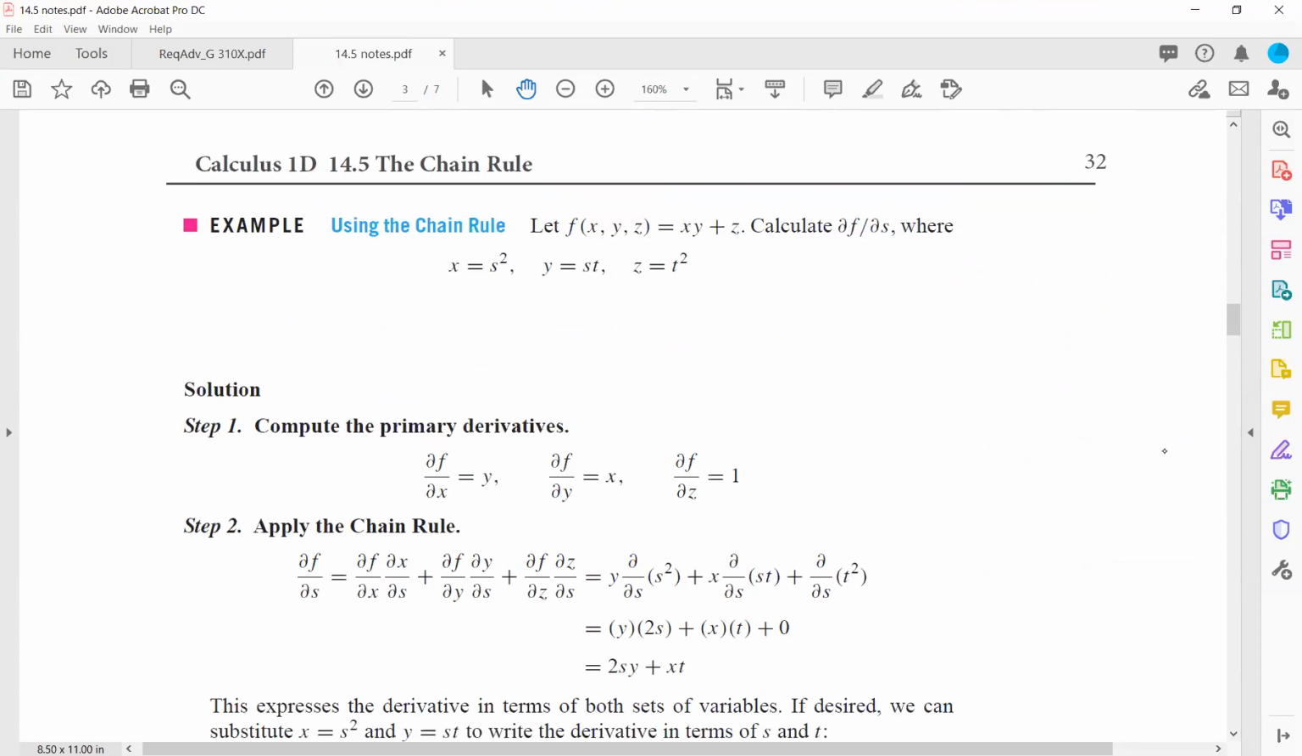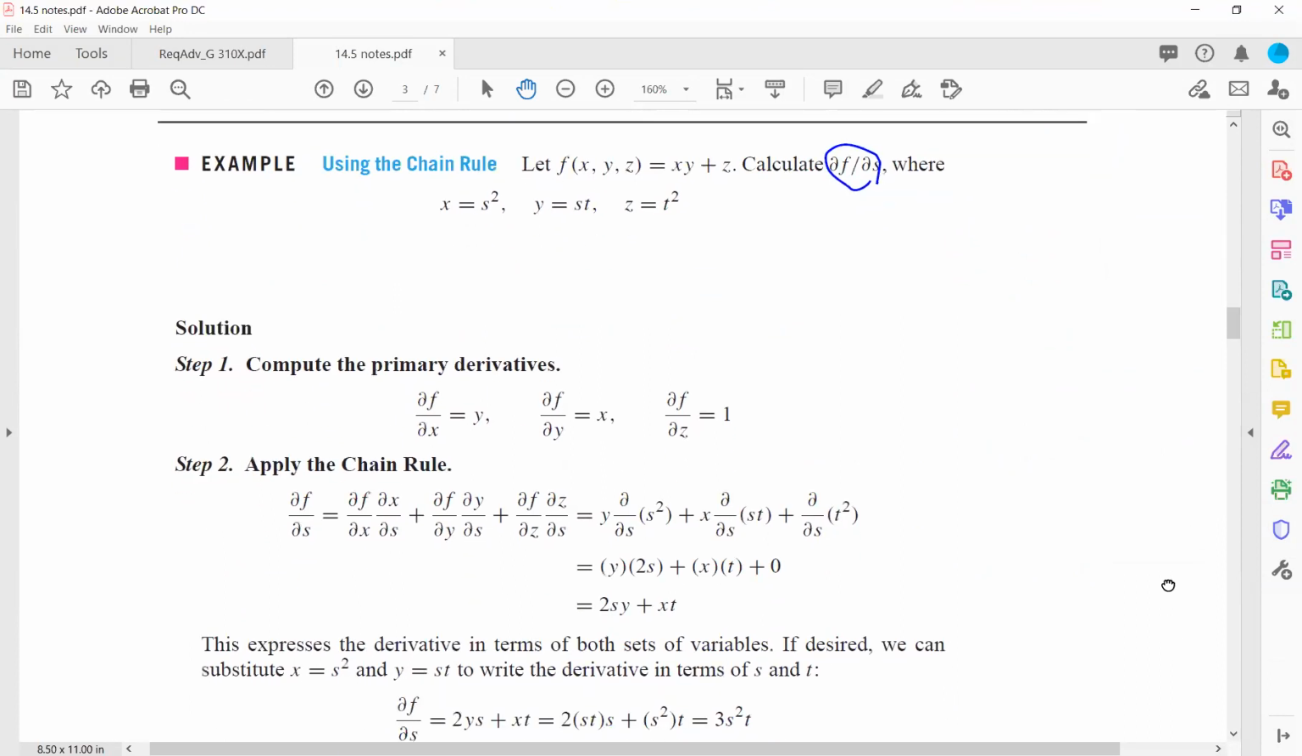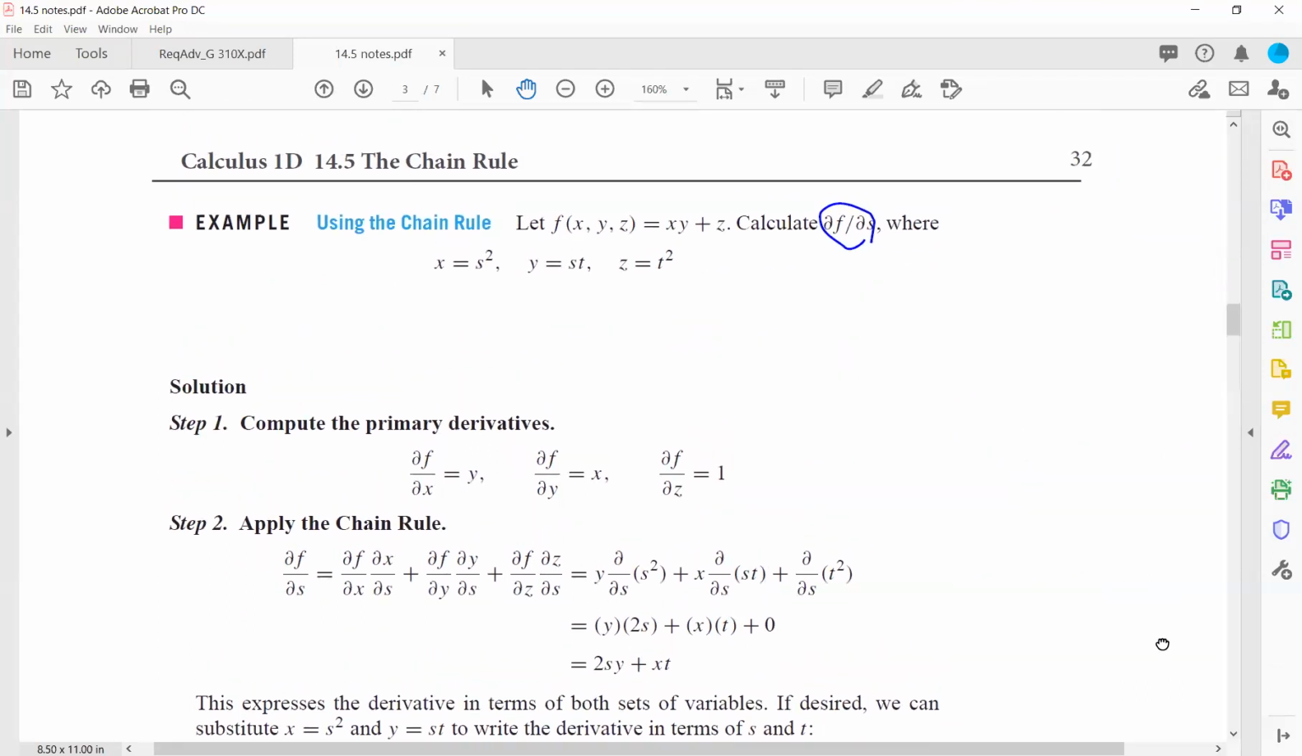Okay, suppose function f of x, y, and z is xy plus z. The question says now calculate the derivative of the function with respect to s. Perfect. First of all, what do we need? We need to find the derivative of the function with respect to this new and hidden variable. And this function has three free variables, x, y, z.